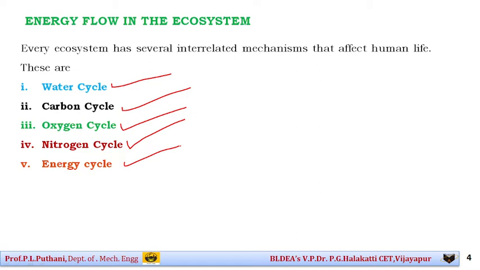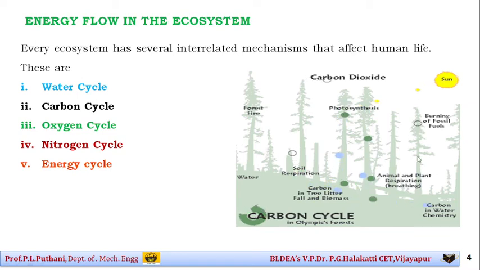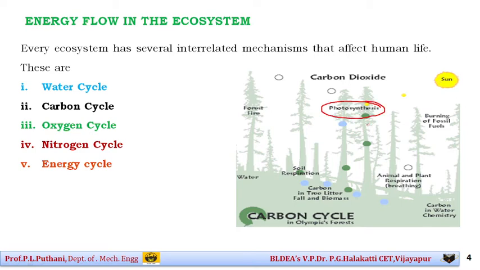Now, I will show you a picture regarding the carbon cycle, how it works in an ecosystem. You can see here, from the sun, the energy is passed towards the plants. The plants prepare the food by the photosynthesis process, in which they absorb carbon dioxide and release oxygen.